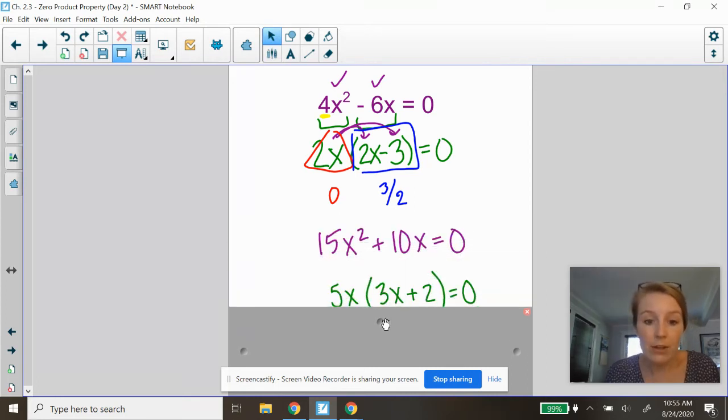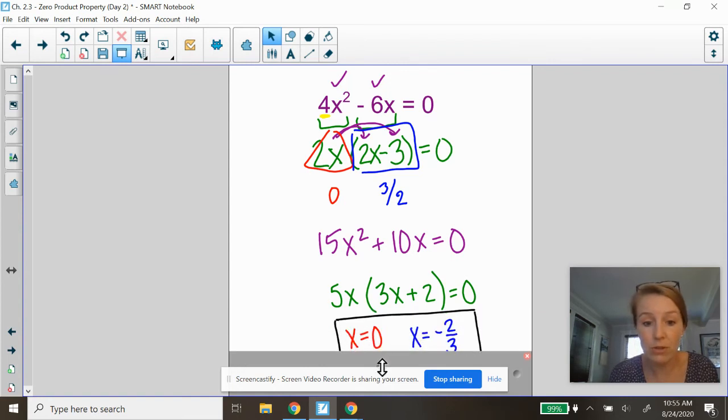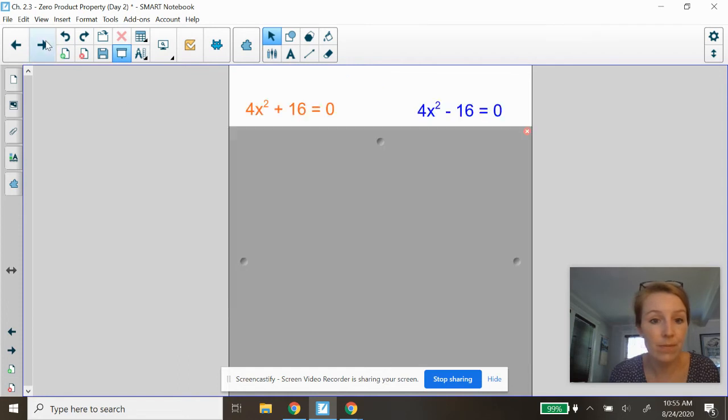So hopefully you saw that you should take out a 5x because 5 goes into both 15 and 10, and then you were left with 3x plus 2. So your two solutions were 0 and negative 2/3. Okay, I want you to pause the video here and think about these two equations and try to solve them.